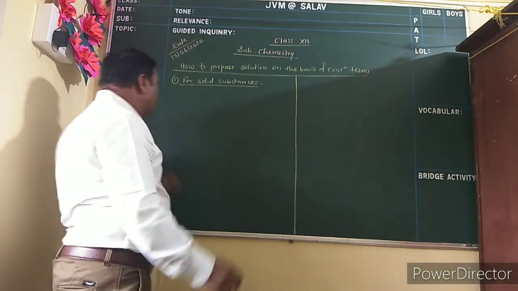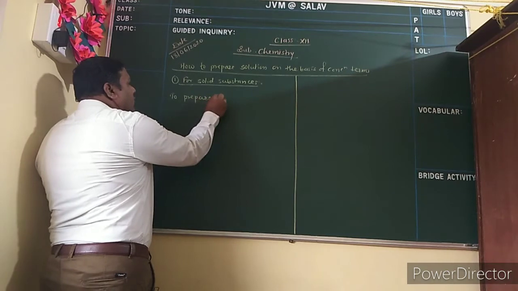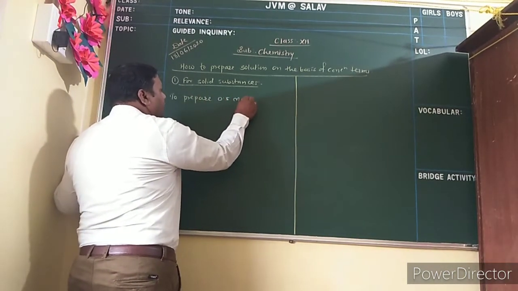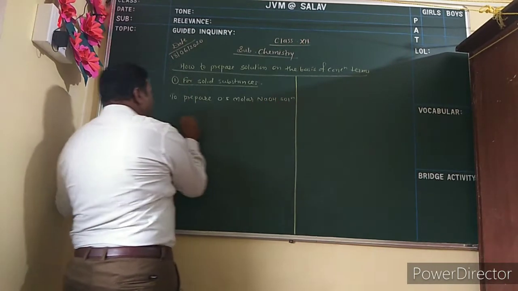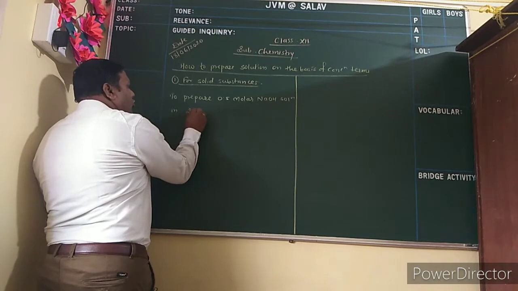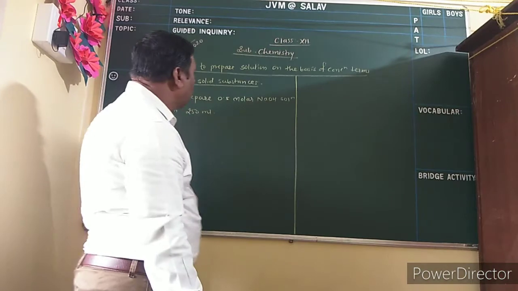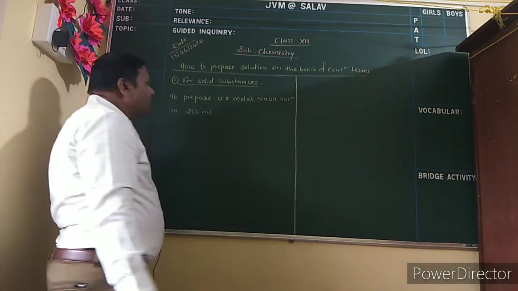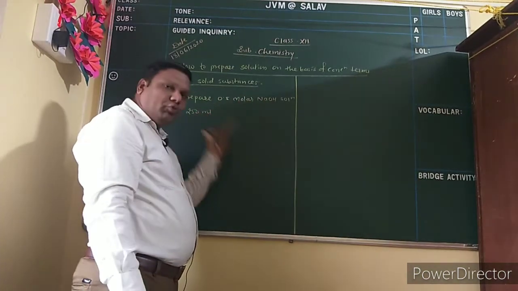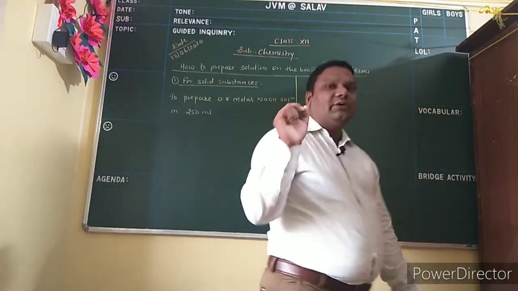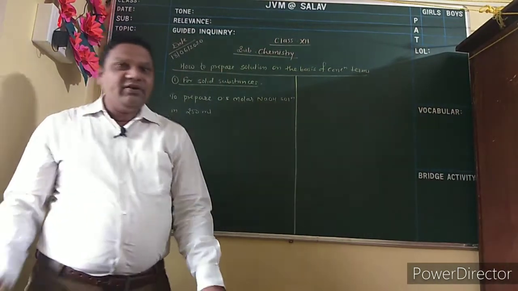Now one example: to prepare 0.5 molar NaOH solution in 250 ml. Listen carefully, the question says you have to prepare 0.5 molar NaOH solution in 250 ml. So how much amount of NaOH is required? Will the point be clear? It is a very simple concept.